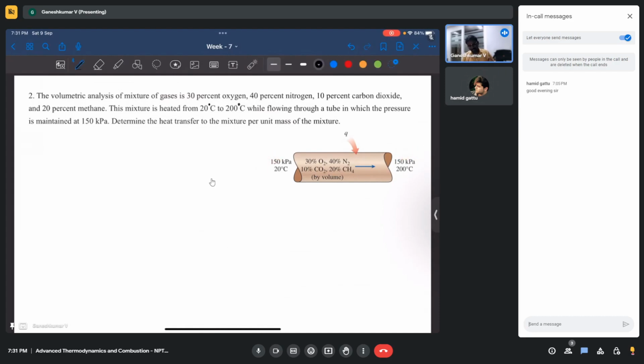So it's a constant pressure heat addition process. But here it is a flow. It's not a closed system, it's an open system. So again, let's consider ideal gas for simplicity.